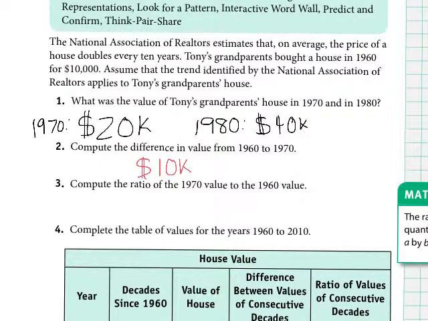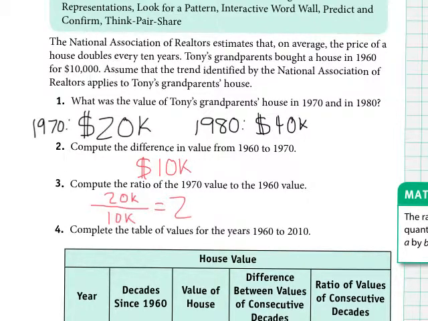So the ratio of 1970 to 1960 would tell me to put 1970 on top. That was 20K, or 20,000. And 1960 on bottom, which was 10,000. So if I reduce 20,000 divided by 10,000, what should my ratio be? 2. Right? 2 over 1 or just 2.